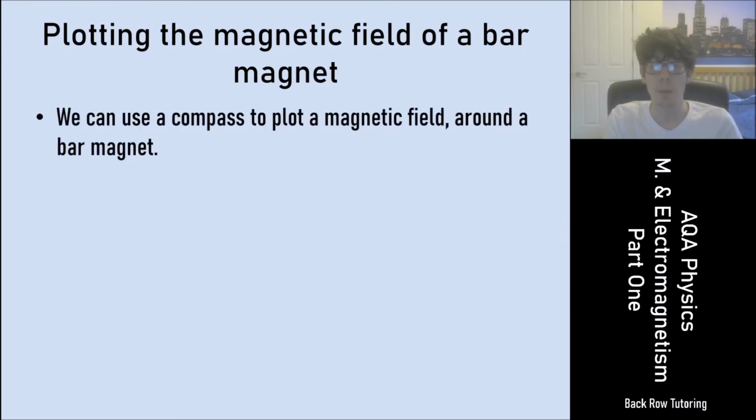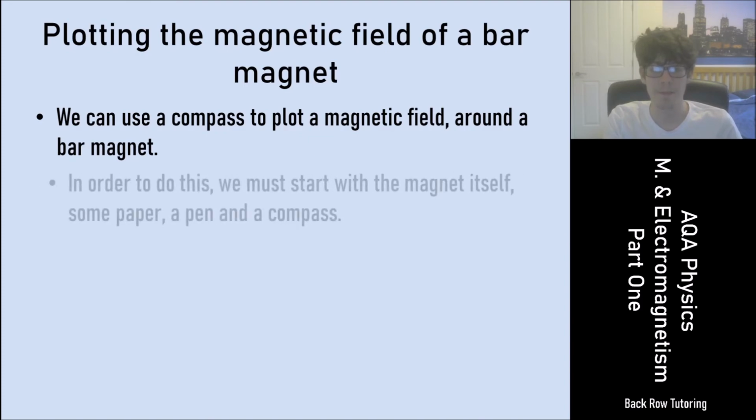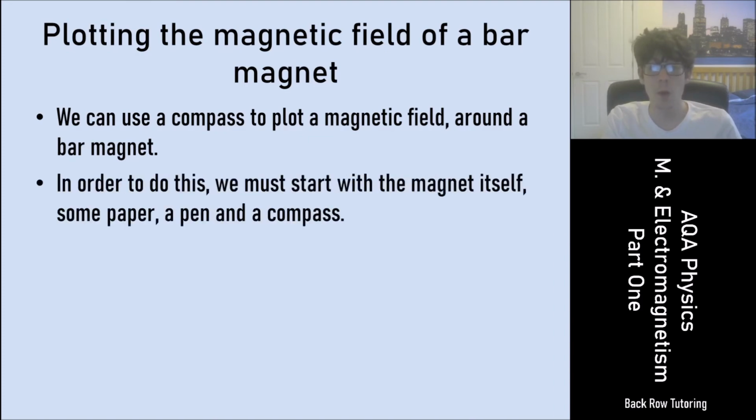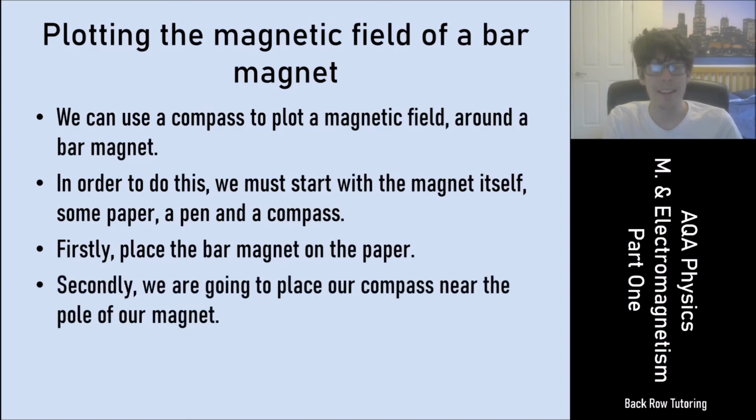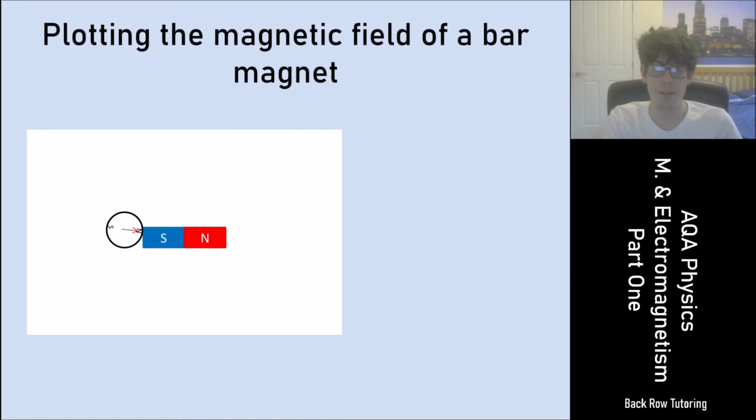So we can use a compass to plot a magnetic field around a bar magnet. In order to do this, we must start with the magnet itself, some paper, a pen and a compass. Firstly, we'll place the bar magnet on the paper. And secondly, we are going to place our compass near the pole of our magnet. So I've drawn this out here.